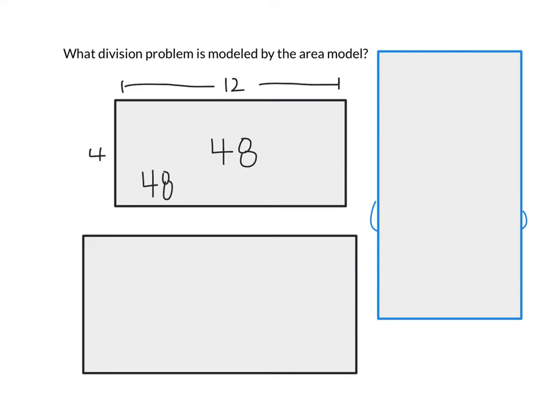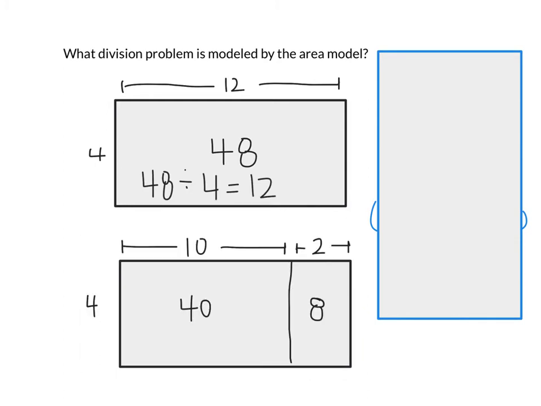48 divided by 4 equals 12. Or 48 divided by 12 equals 4. We could switch them. Now, take a look at this version of the same area model. What do you notice is the same and or different? Go ahead and talk at your table groups. I heard you guys say it right away.